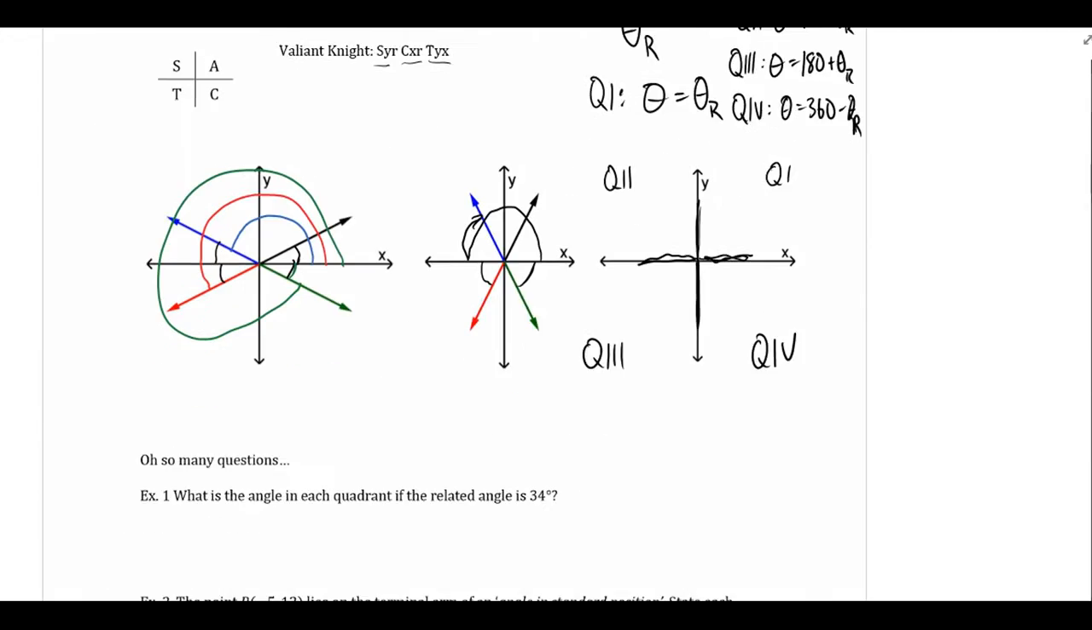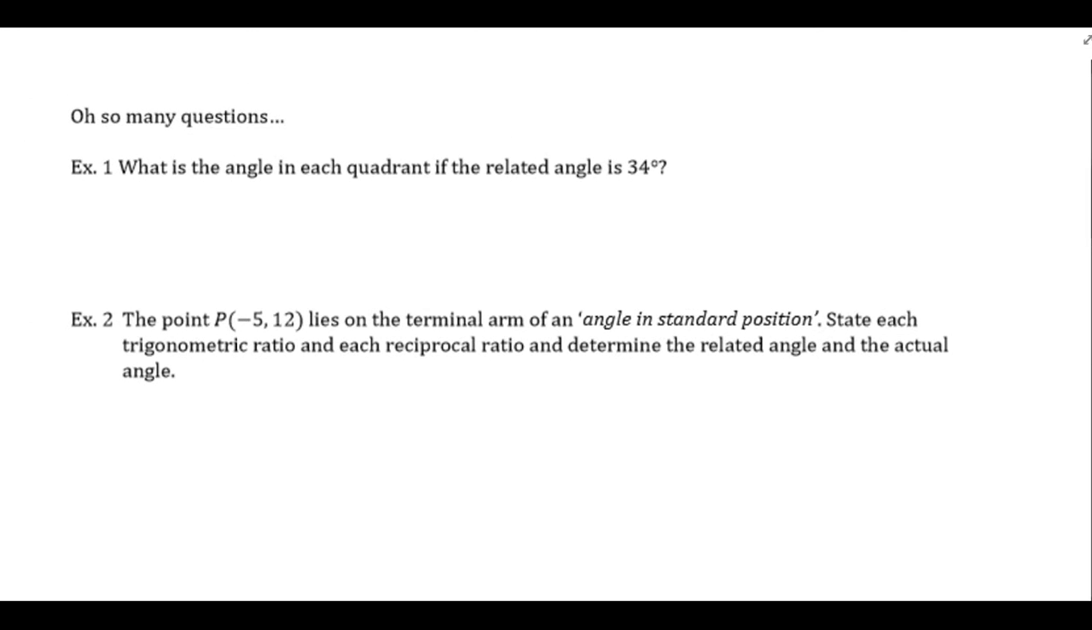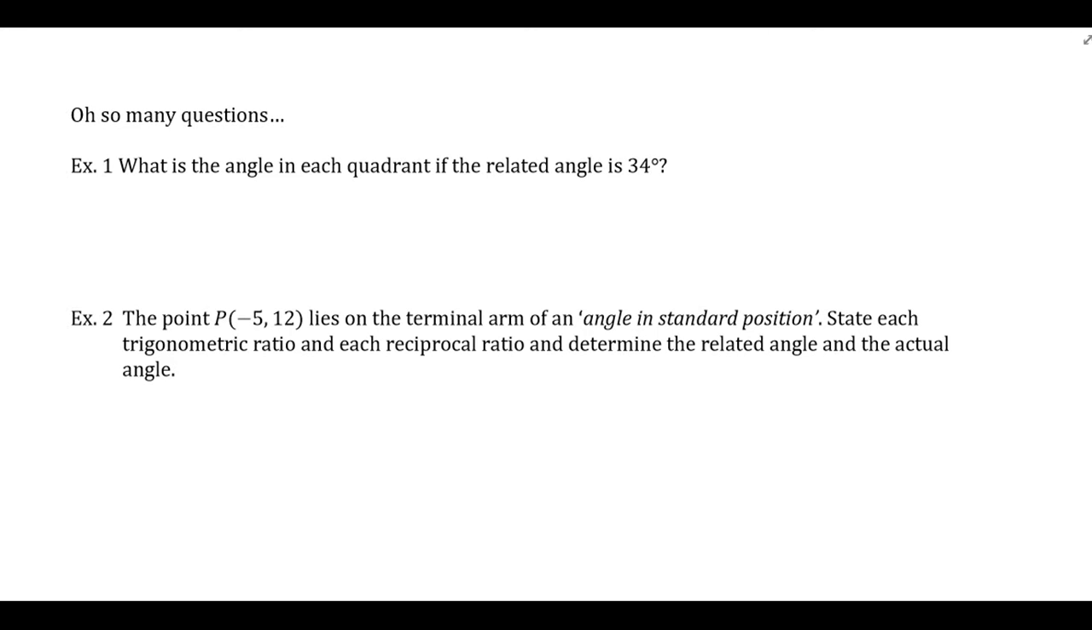Any questions about that so far? Oh my goodness, there are so many different kinds of questions. So first of all, just very quickly, what is the angle in each quadrant if the related angle is 34 degrees? That's what we just did. So let's get started. How do we do this? Theta related equals 34 degrees.